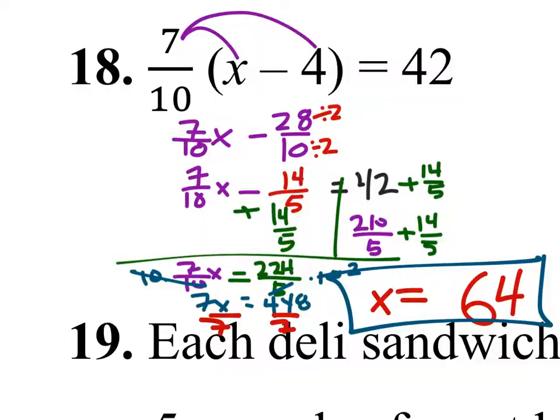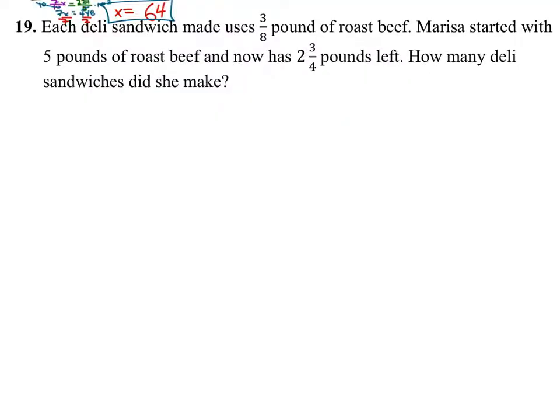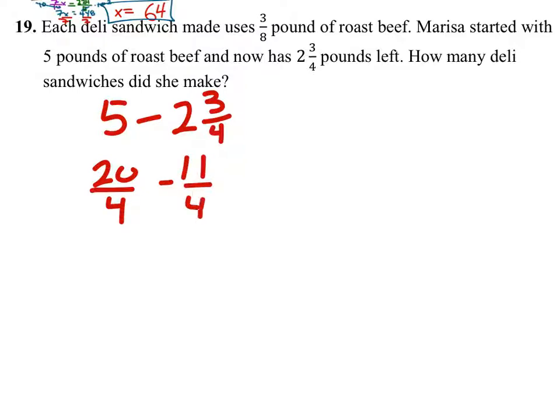Each deli sandwich made uses 3/8 pounds of roast beef. Marissa started with 5 pounds of roast beef and now has 2 3/4 pounds. How many deli sandwiches did she make? Well, we got to figure out how much she used. So 5 minus 2 3/4. So this really becomes 20/4 minus 11/4. So she used up 9/4 pounds of the roast beef.